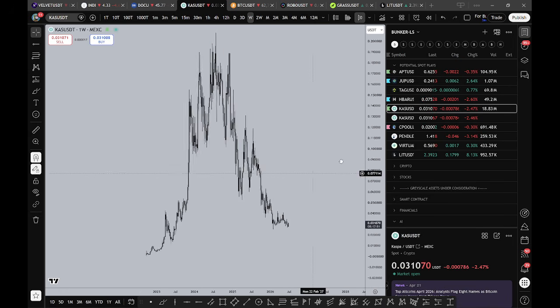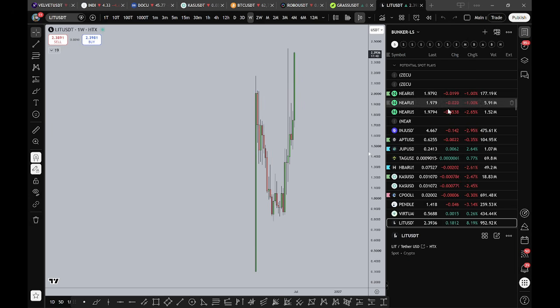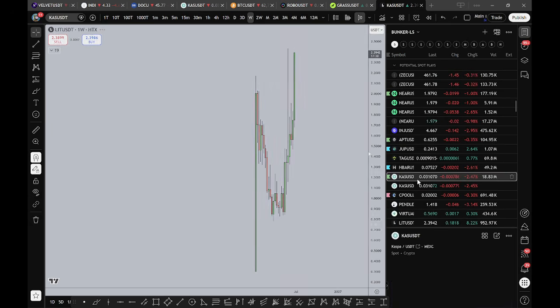CAS, nothing much has happened. Same old story with CAS. I think I've got CAS on this one. So if you just give me a moment. CAS chart.